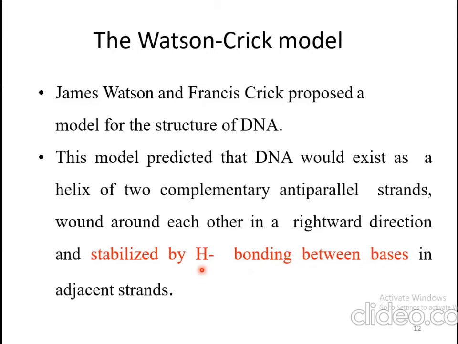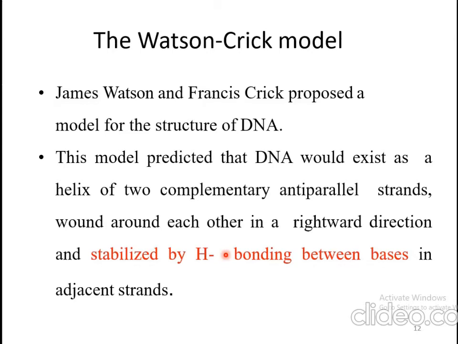The Watson and Crick model proposed that DNA exists as a helix of two complementary anti-parallel strands. As you see in the previous slide, the structure of DNA consists of two complementary anti-parallel strands. They are wound around each other in a rightward direction, and both strands are stabilized by hydrogen bonding between the nucleotides of one strand and the other. In adjacent strands, they get attached to each other by the formation of hydrogen bonds.